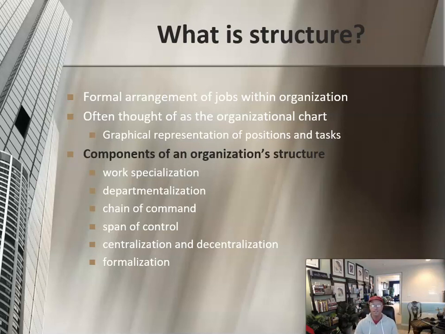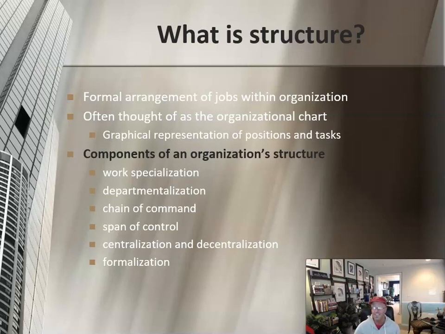to go inside. It's the formal arrangement of duties throughout the organization. Duties are often categorized into jobs, so you can say it's a formal arrangement of jobs within the organization. The best way to understand organizational structure is an organizational chart, which is a graphical representation of positions and tasks. So once we design the organization, once we know that, hey, we need to make 2,000 cars a day, as a result of making 2,000 cars a day, we need a mechanistic type of organization. As a result, we're going to look at work specialization, departmentalization, chain of command, span of control, centralization, formalization.